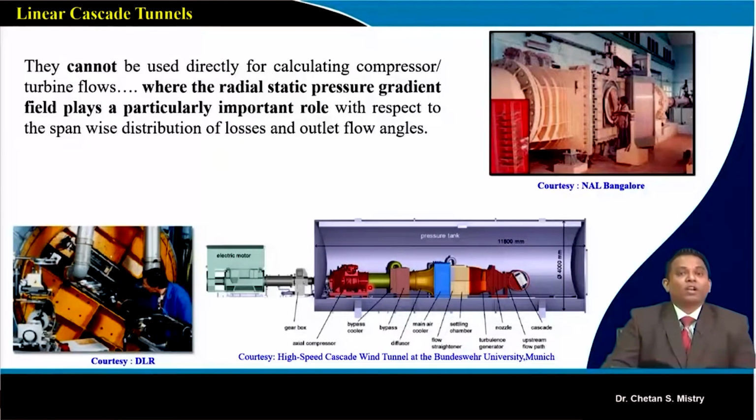Now the problem, or we can say the limitation, with this linear cascade tunnel is that we are not considering the effect of variation of static pressure along the span. So you can say the radial pressure gradient is omitted here, and that is the reason why many times this data cannot be straightaway applied to the blades. Let me tell you, it is straightaway applicable to an aerofoil, a particular section of an aerofoil, not exactly to a blade. Blade and aerofoil are different in that sense, and you must understand that.